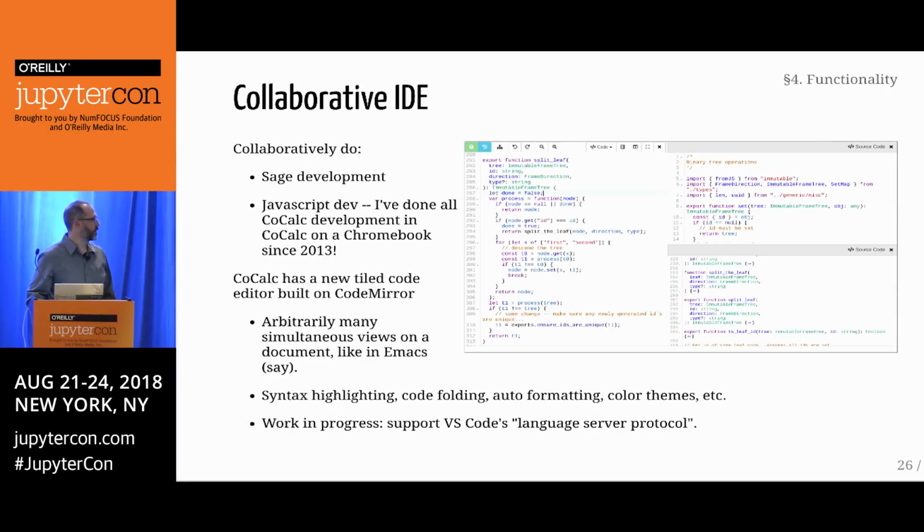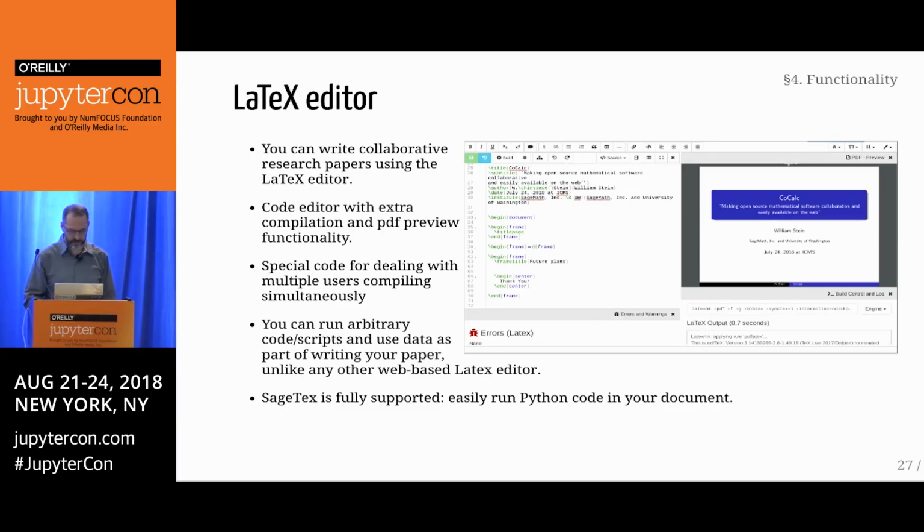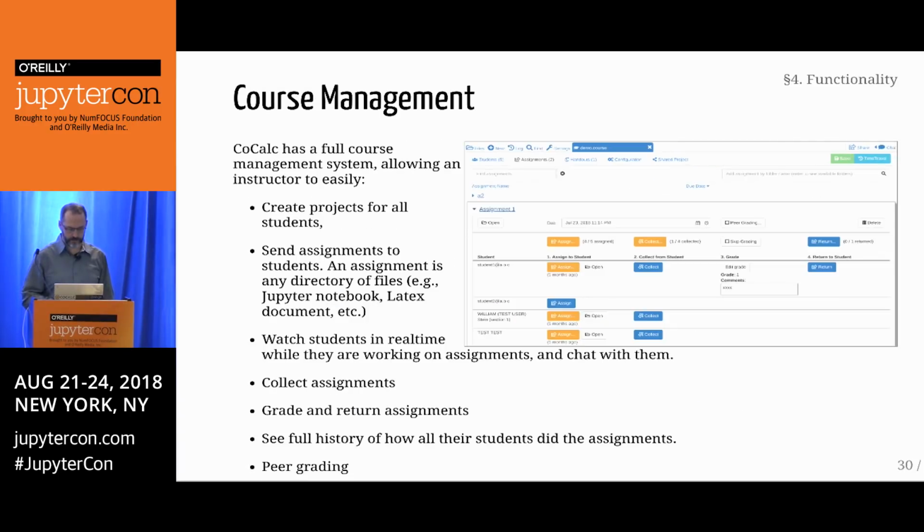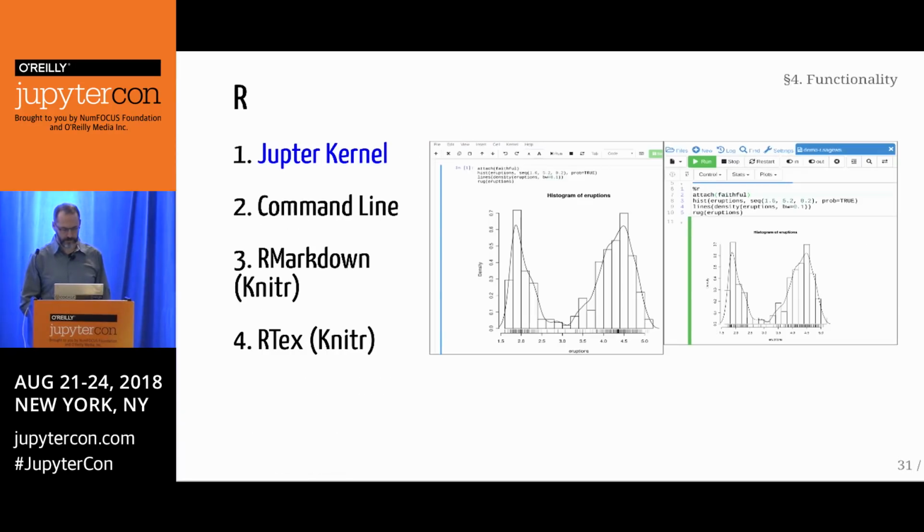Sage worksheets, I showed you those. You can edit arbitrary code with the same, like being able to split the editor in multiple points. I'm working on VS Code language server protocol integration, so that VS Code will give you hints and so on. And that's needed for Lean, which is an automated theorem proving or proof assistant system I'm working on supporting for math classes. The LaTeX editor that I showed you, the command line terminal that I showed you, chat rooms, course management. This is a course management thing with a few more students.